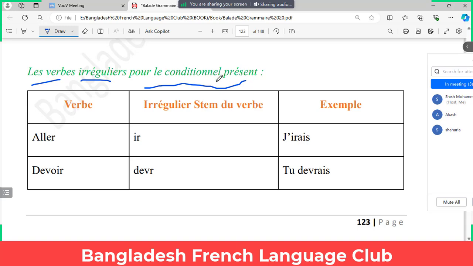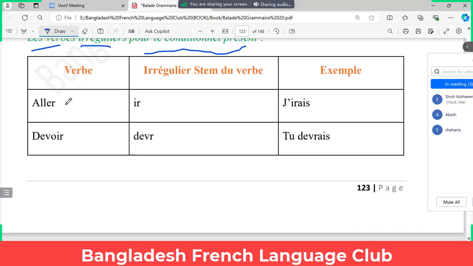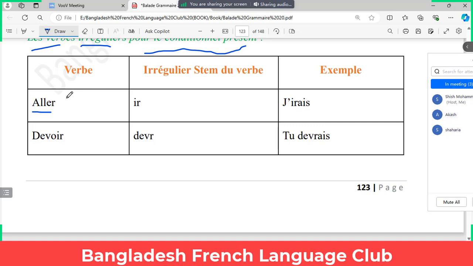So for the present conditional, some verbs have an irregular radical. If we add the ais here, it will be j'allais. It doesn't make sense in French. So instead of saying j'allais, we have the radical of this verb, which is ir only. So when you say I would go, you say ir and the ending is ais. So j'irais. It's not j'allais.